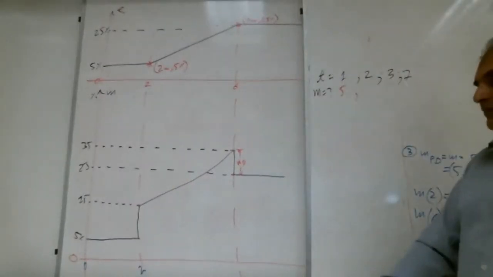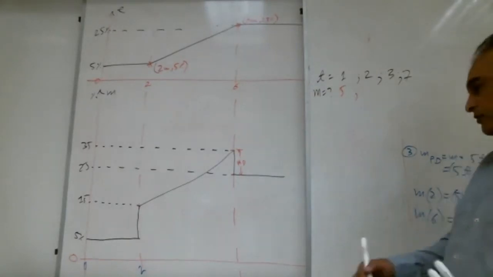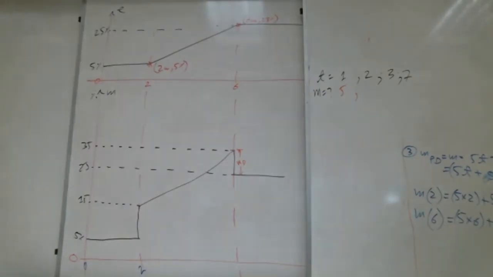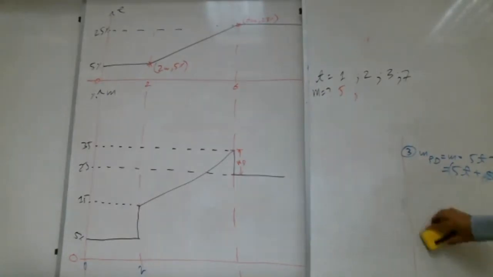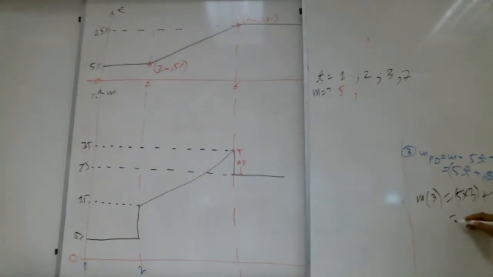So how much at 3 minutes, Shabab? How much output at 3 minutes? Put 3 in the equation line. Very good. This equation is still there, that's why I did not remove it. So at 3, we put 3 here. So M of 3, how much? 5 into 3 plus 5. How much? 20%. Right? You are with me?